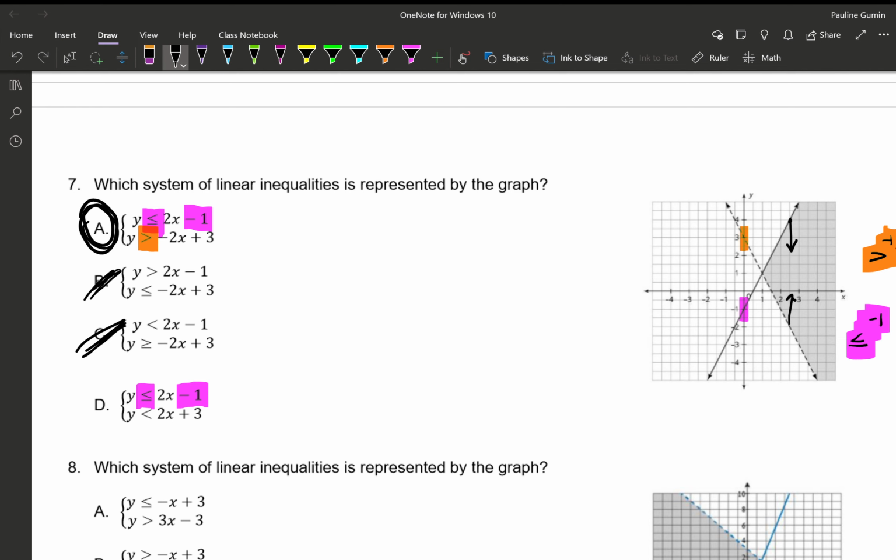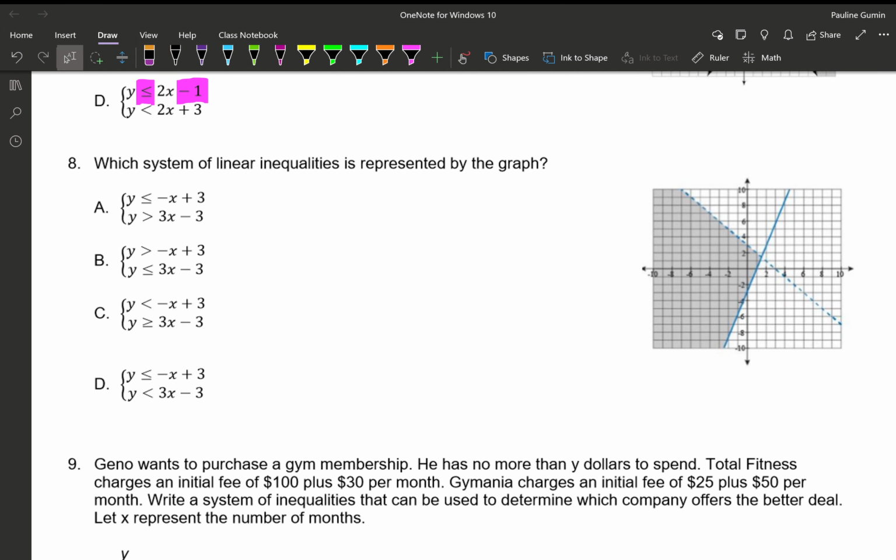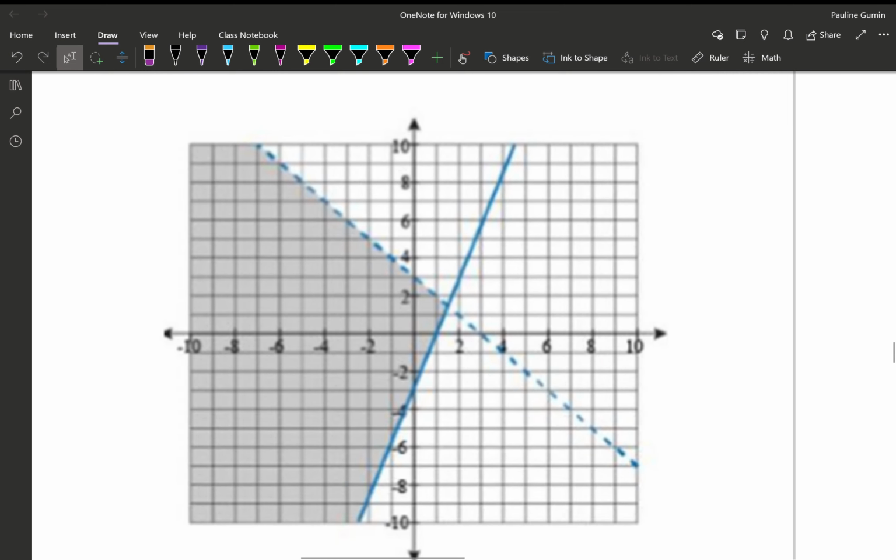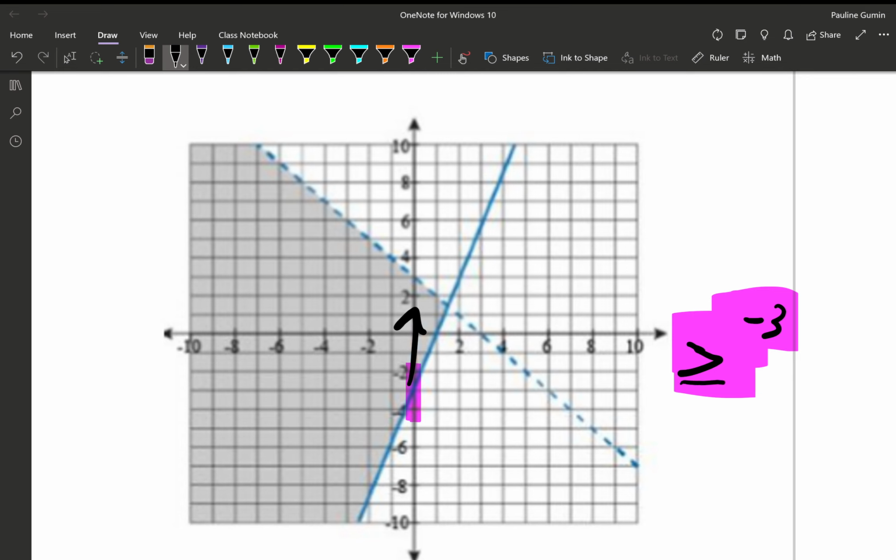All right. Number 8, same idea. I have 2 lines. I'm going to look at their y-intercepts and the way they're shaded. I'm going to start with my solid line. My solid line looks like it has a y-intercept of -3, and it's being shaded upwards. So the one with a -3 should be greater than, or equal to, obviously, because it's a solid line.